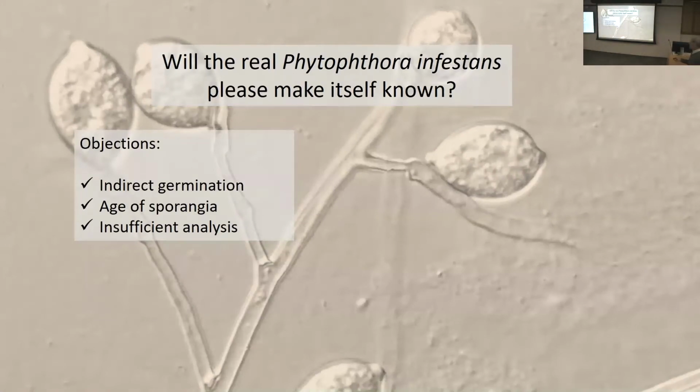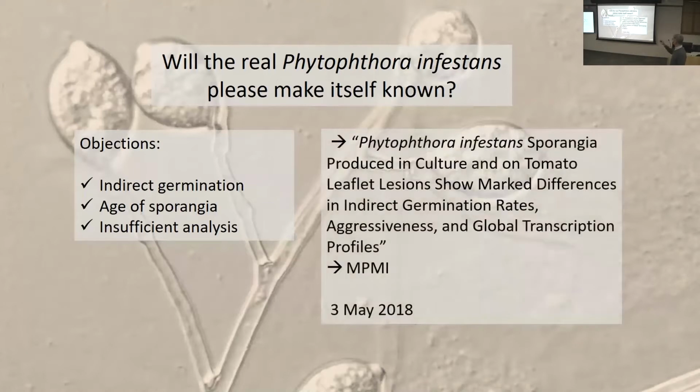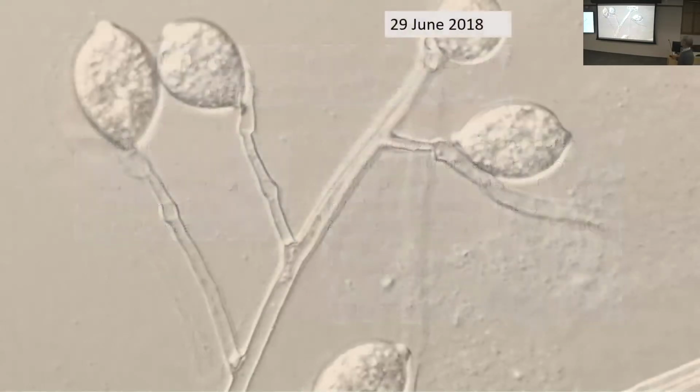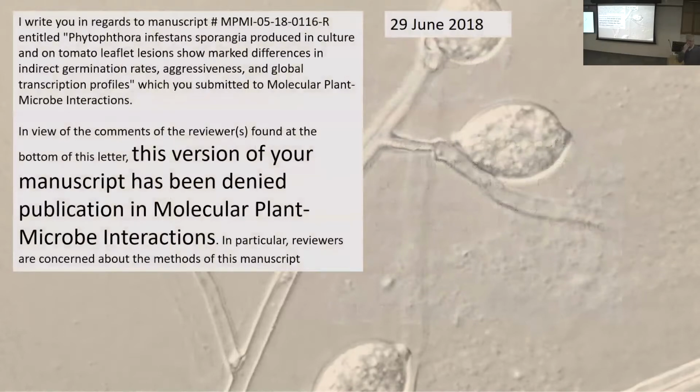So it seemed to me that we had done our work on indirect germination, large effects. Age of sporangia had nothing to do with it. And we had done some additional analysis. So I thought, surely, I'm going to submit this paper and it'll be just fine. We submitted it a little less than a year ago. And then on June 29th, I got this message back, which said, this version of your manuscript has been denied publication in Molecular Plant-Microbe Interactions.